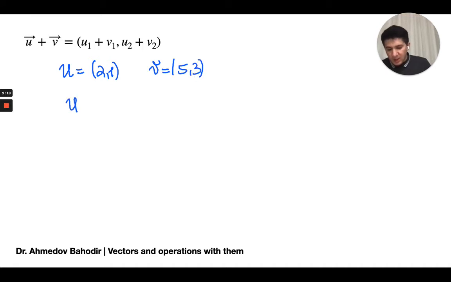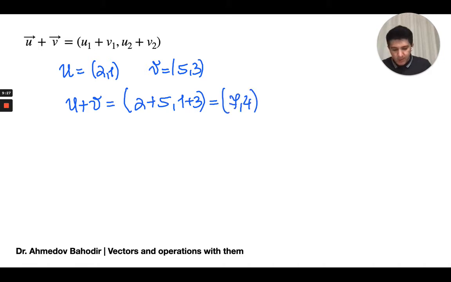So, if you would like to add these two vectors, you are going to add them component-wise. It's going to be 2 plus 5, 1 plus 3, and the result is going to be 7 and 4. Okay, very straightforward.